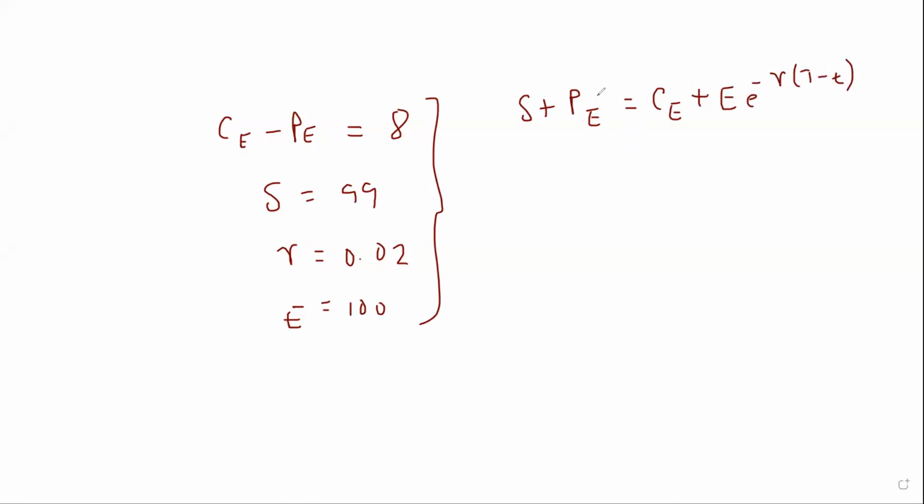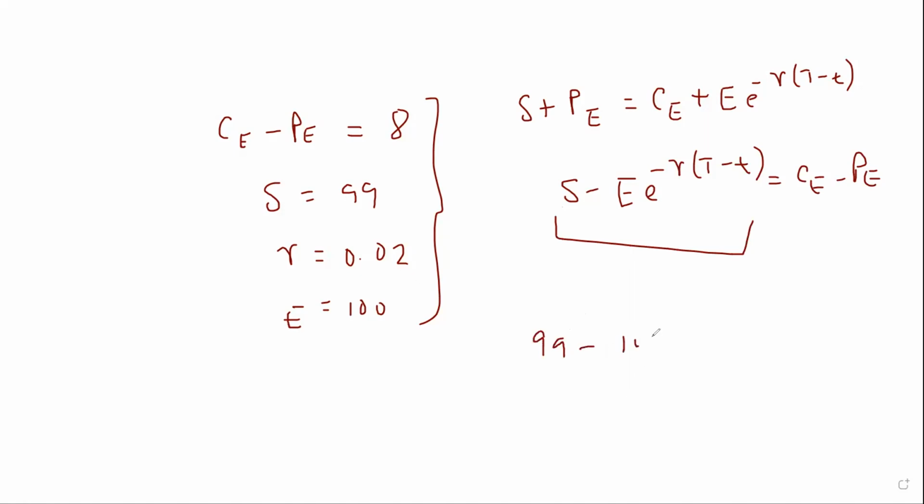Okay. Now you want to figure out, now your C minus P is given. So if this is true, then S minus E to the power minus r t should equal C minus P, correct? This should be true. Now check if these are true or not. Check which one is greater. So what is this? 99 minus 100 e to the power minus 0.02.